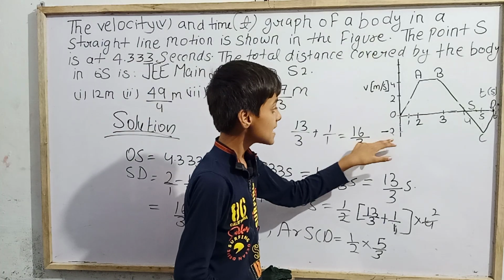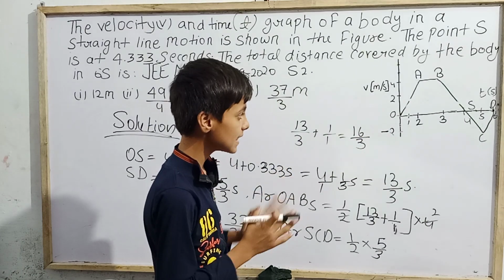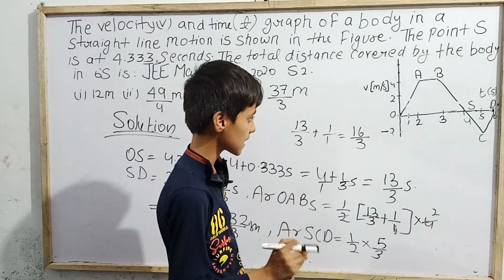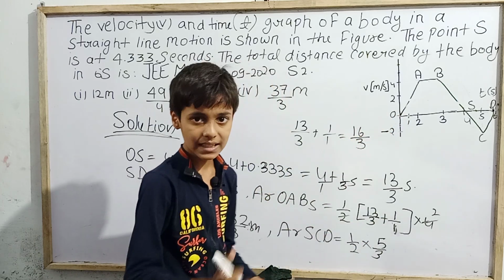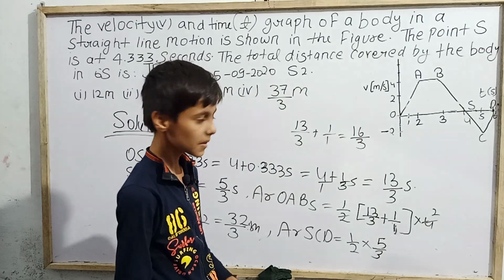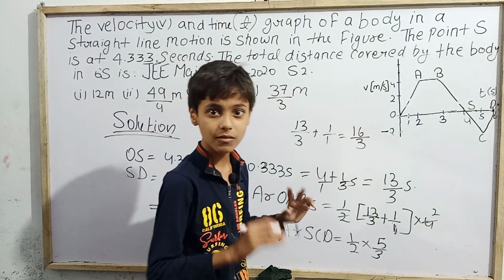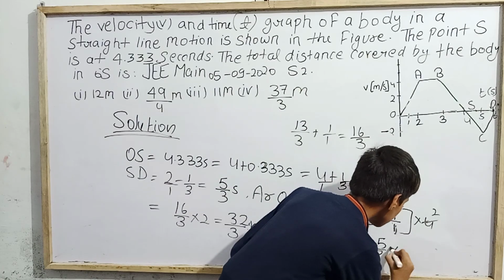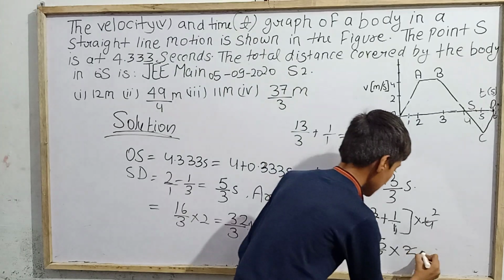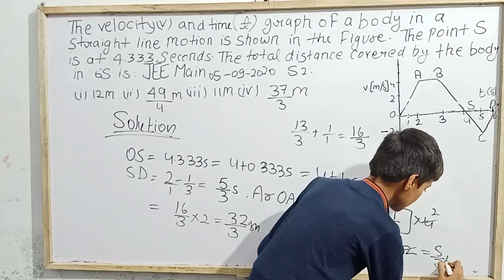Now into height, since this is minus 2, but we will take this 2 as positive. Because we know distance is always positive. Displacement can be either positive or negative, even 0, but distance is always positive. This is why we'll be taking this minus 2 as 2. So 2 will be cancelled in 2 times, which is equal to 5 by 3 meters.